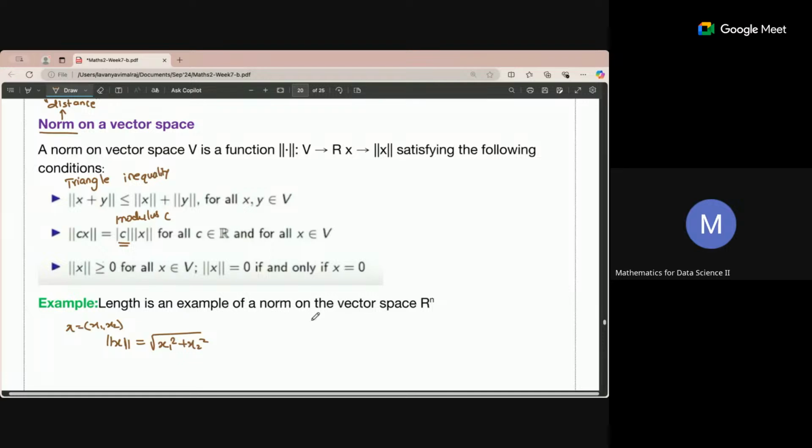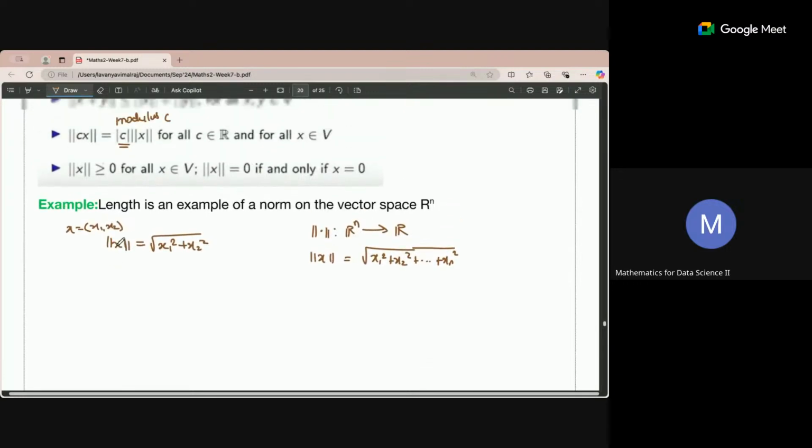So you can see that length is an example. So in R2 I have written, in general for Rn also it is an example of a norm. So in Rn, your V is Rn. So norm x is nothing but square root of x1 square plus x2 square plus etc. xn square. And this norm satisfies all these three properties.